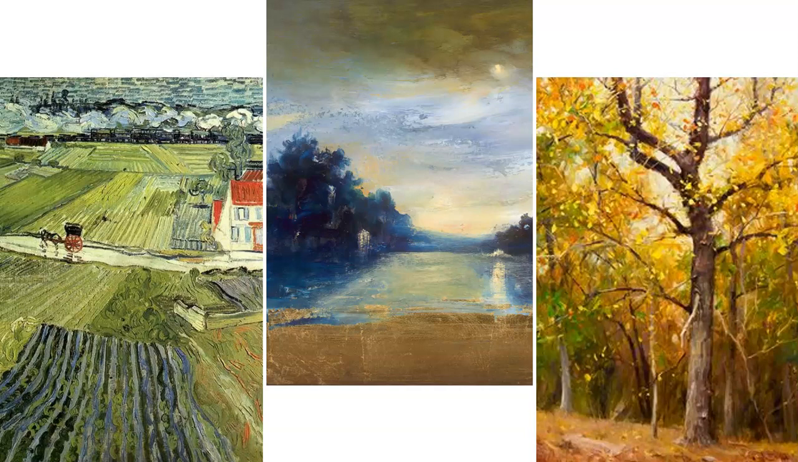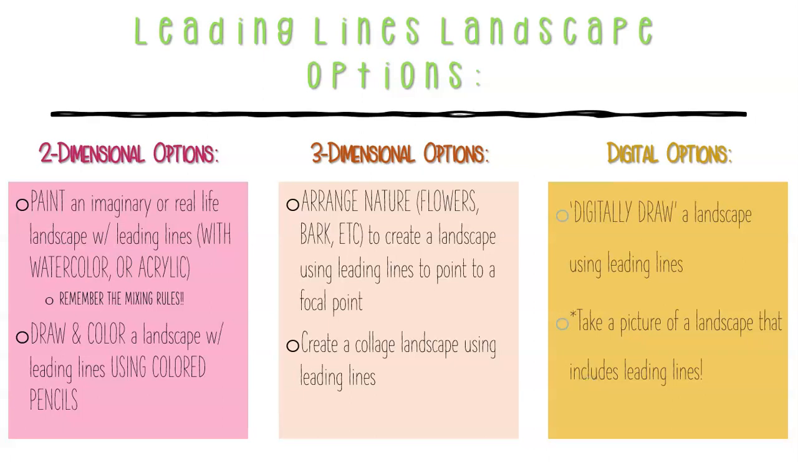All right. As much as I love that you guys can have the freedom to do a landscape of your choosing, please also make sure it meets my expectations. Lastly, here are your 3 options. Two-dimensionally, obviously you can paint it. Again, an imaginary real-life landscape with leading lines, or you can draw or color it using colored pencils or markers. 3-dimensionally, you can arrange nature to create that landscape. So if you have like sticks in your backyard, you can make some sort of leading lines to point to a focal point, as well as making a collage.